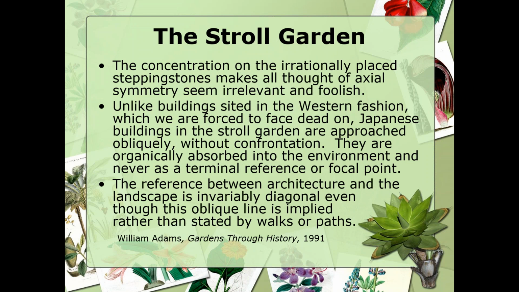The concentration and irrationality of the placed stepping stones make all thought of axial symmetry seem irrelevant and foolish. Unlike buildings sited in Western fashion, which we are forced to face dead-on, Japanese buildings in the stroll garden are approached obliquely, without confrontation. They are organically absorbed into the environment, never a terminal reference or a focal point. The reference between architecture and the landscape is invariably diagonal, even though this oblique line is implied rather than stated by walks or paths. So here we have the idea that it should blend in. Our architecture should blend in.